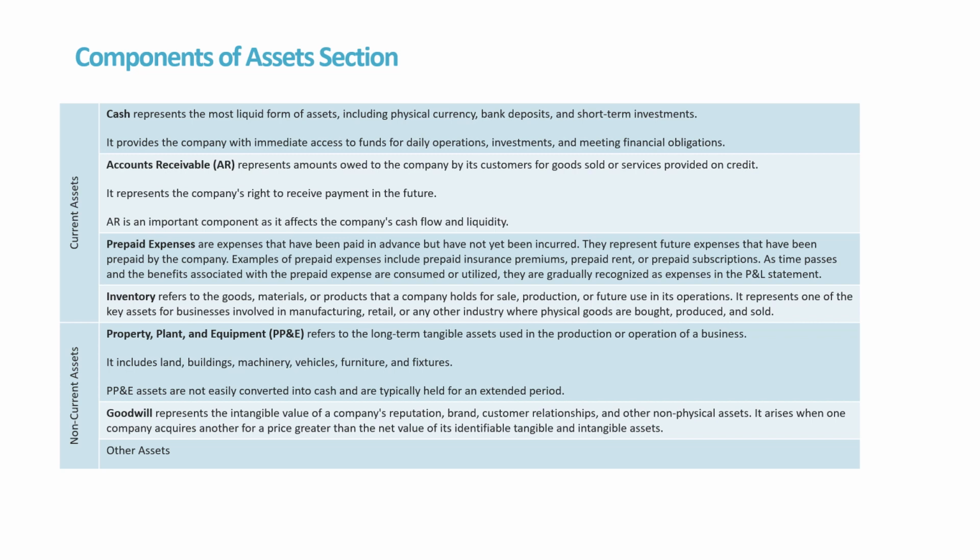Here are some components of assets section. Let's begin with current assets. These are assets that are expected to be converted into cash or used up within a short period, typically a year or less. Current assets play a pivotal role in a company's day-to-day operations. Cash. Cash represents the most liquid form of assets. It includes physical currency and bank deposits. Cash provides the company with immediate access to funds for daily operations, investments, and meeting financial obligations.